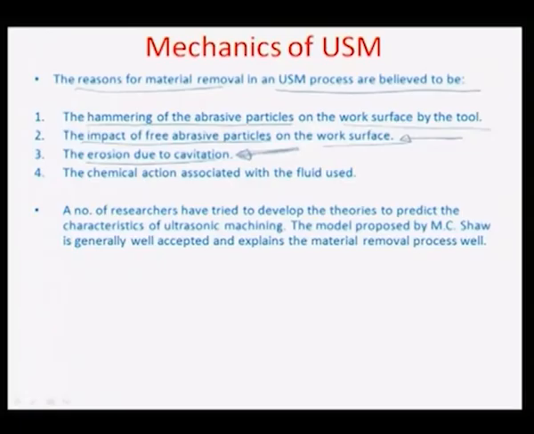And then finally there is chemical action associated with the fluid used, assuming there is some kind of softening of the material, or some kind of change in the material property by the fluid that is being used as a slurry for carrying the abrasive, there is always a chemical reaction involved on the surface, which would loosen the material a little more, and that can help in the material removal process. So these are the principally 4 mechanisms: direct hammering of the abrasive particles, impact of free abrasive particles, erosion due to cavitation, and chemical action associated with the fluid that is used.